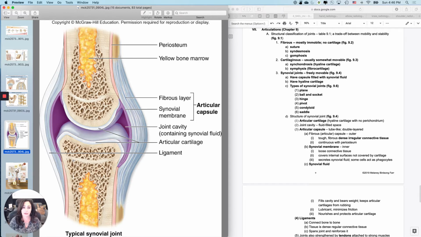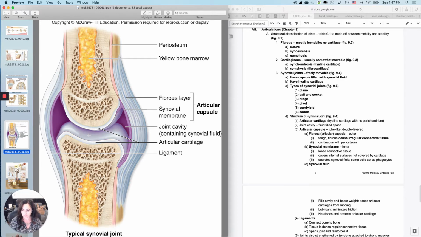Okay, so they have a capsule that's filled with the synovial fluid, and these are your wiggliest joints. Instead of the cartilage rubbing against the cartilage or the bone rubbing against the bone, there is this viscous fluid that actually lubricates and nourishes the joint cavity, and we'll talk about it in a little bit more detail in just a second. So they do have hyaline cartilage in them, but that's not all they have.